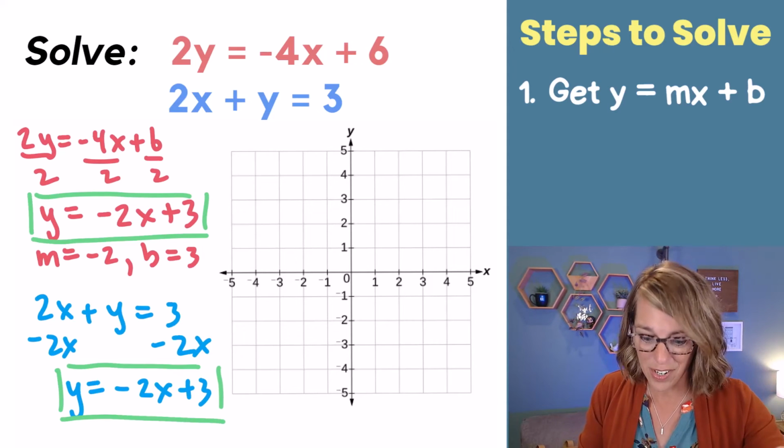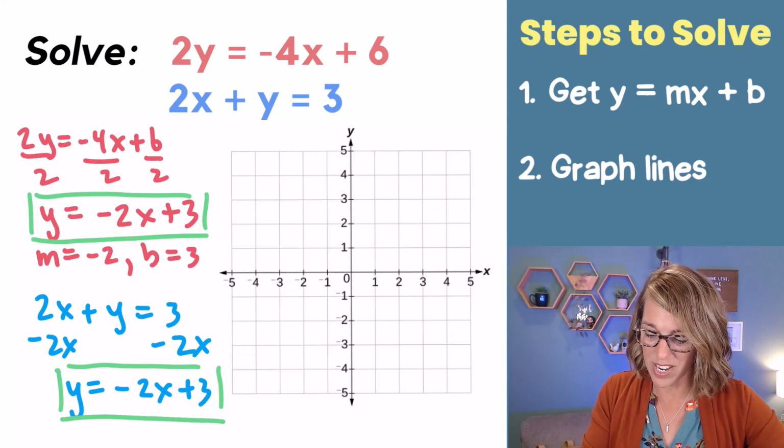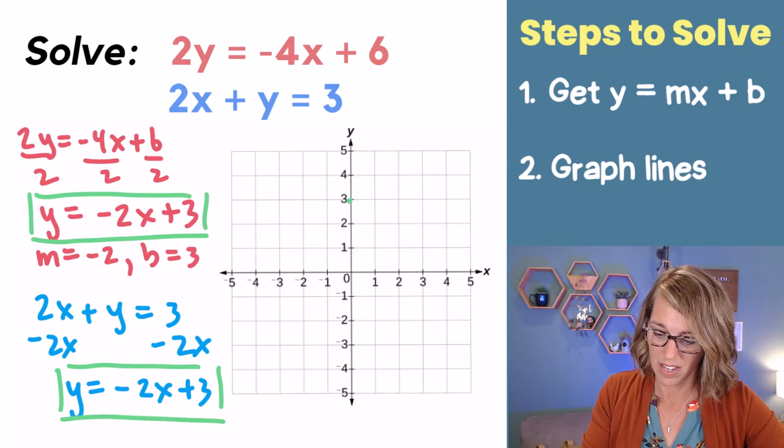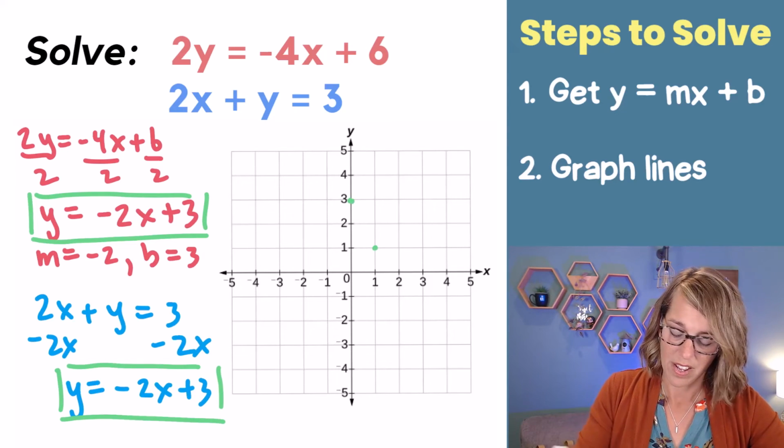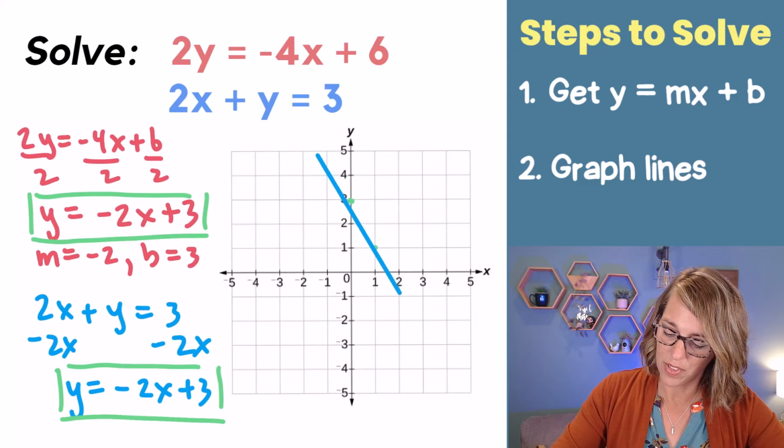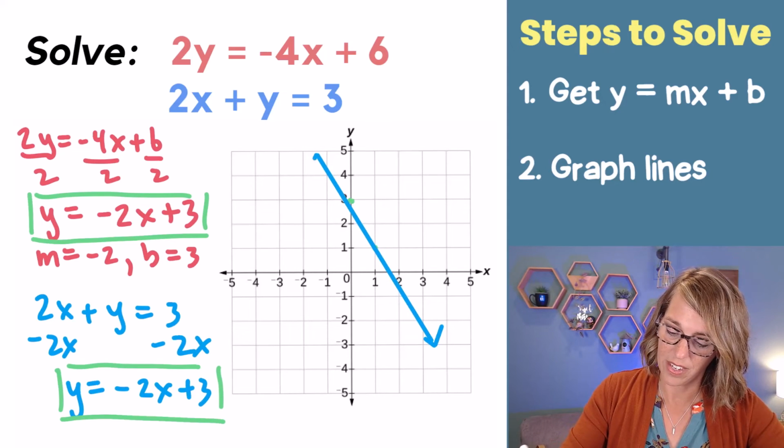Now, I could graph this, so I've got 3, 1, 2, 3, and then a slope of negative 2, so down 2 over 1. So my graph for both of these looks like this. And if I were to graph the other one, I mean, it's not very exciting, right? It's going to be exactly the same.